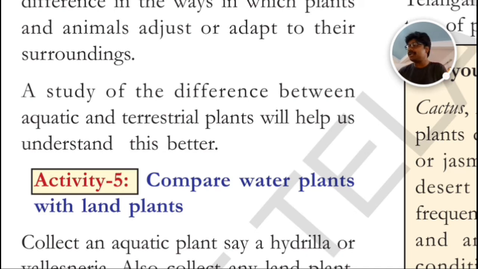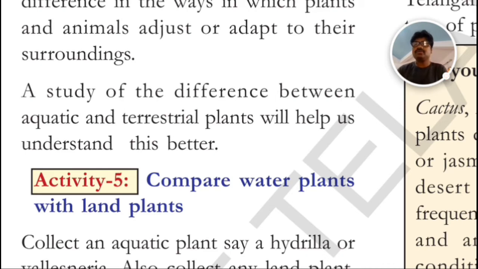Okay, aquatic plants and terrestrial plants. Where do the aquatic plants live? In the water. In water, very good. And where do terrestrial plants live? In orchards. Very good. Forest. On the land. On the land.